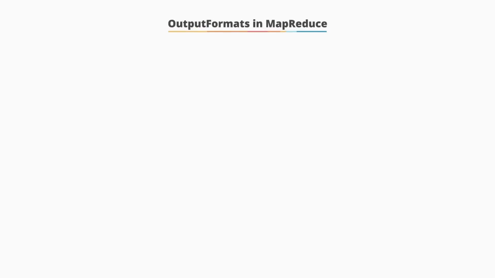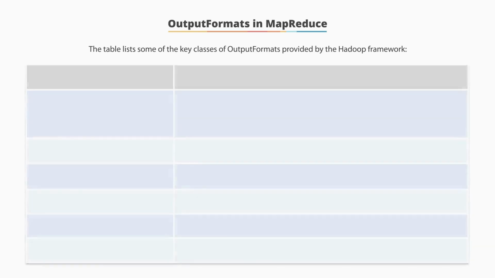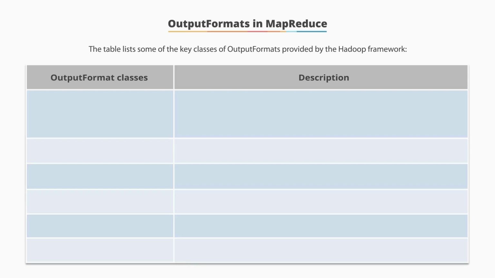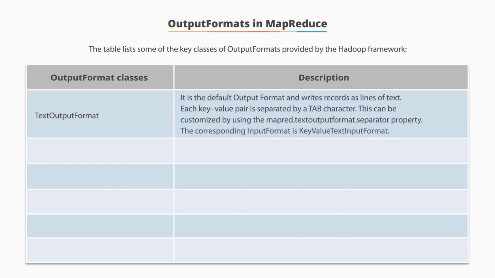Output formats in MapReduce. Now that you've completed the input formats in MapReduce, let's look into the classes for the MapReduce output format. The first class is the default output format, which is text output format. It writes records as lines of text. Each key-value pair is separated by a tab character. This can be customized by using the MapReduce text output format separator property. The corresponding input format is key-value text input format.